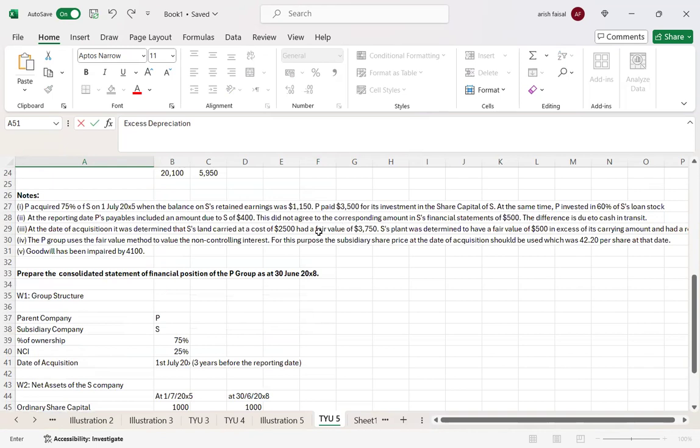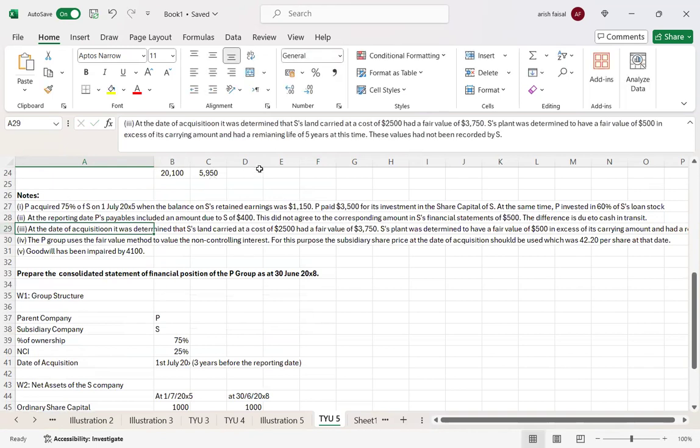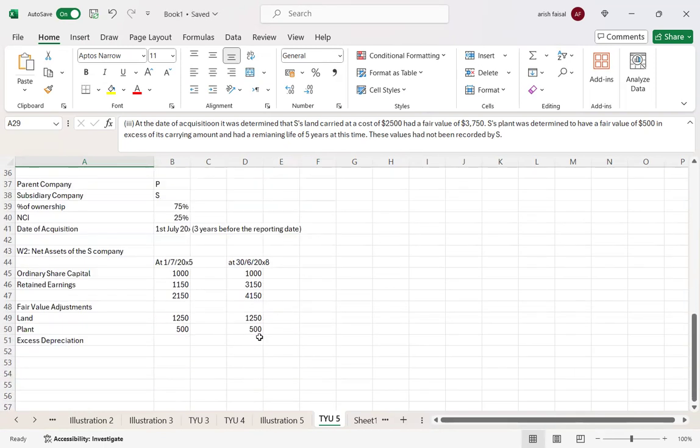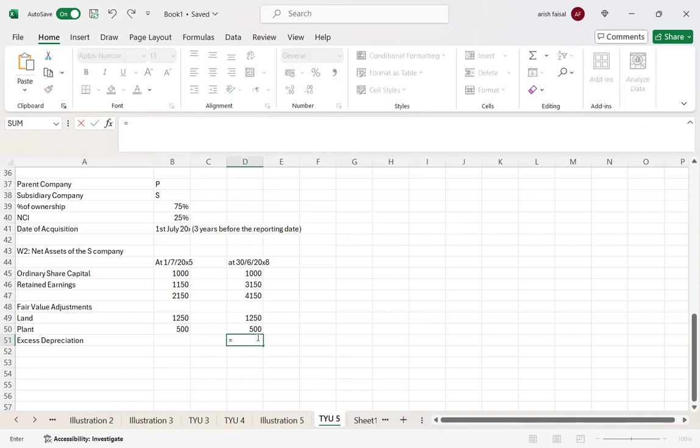So here, if you see this, it says that it had a remaining life of 5 years at this time. Okay. So per year, there would be a depreciation of 500 divided by 5. But the fact is that the difference between the acquisition date and the reporting date is 3 years, right? So if you have figured this thing out at the start of the question, things would be quite simpler for you.